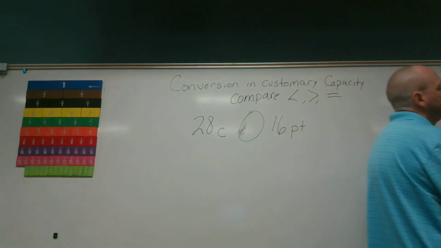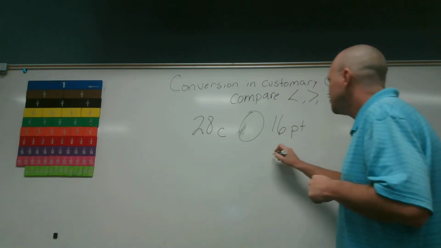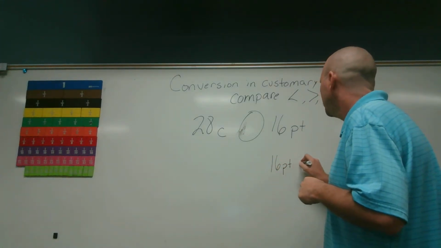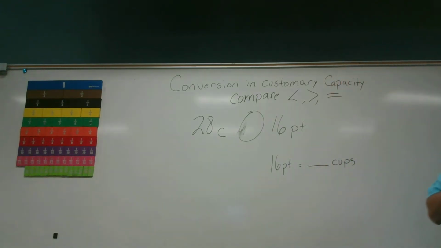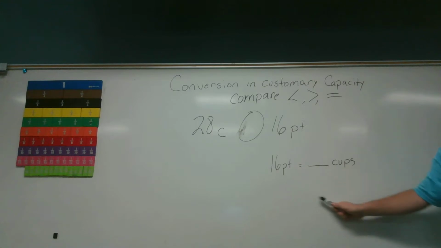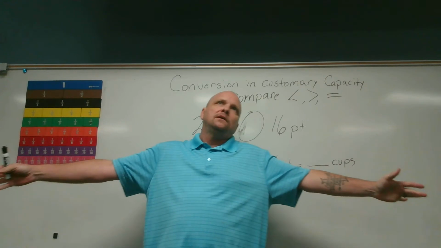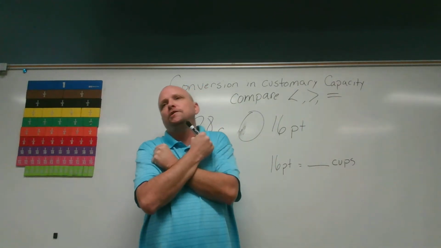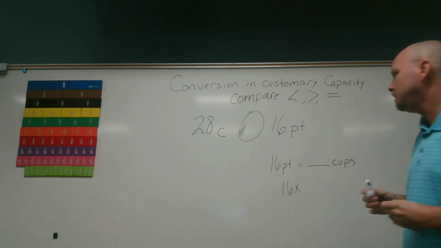So Zen, do you want to change the cups to the pints or the pints to the cups? Pints to cups. So we have 16 pints equals how many cups? Are we going from bigger to smaller or smaller to bigger? Bigger to smaller, because we're changing what we know, which is pints, to what we don't know, which is cups. Since pints are greater than cups, we're going to multiply. So we're going to have 16 times what?